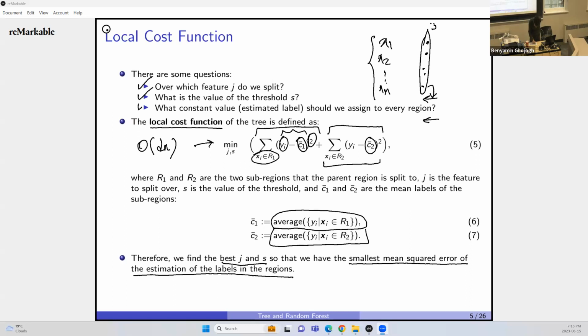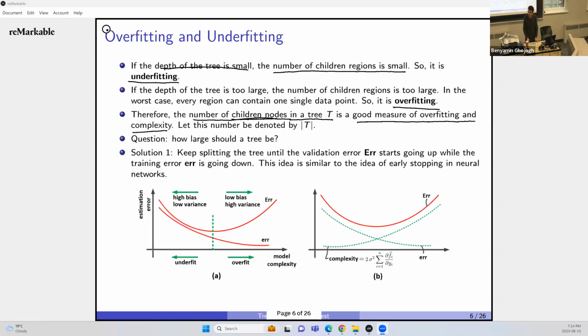And we also answered the third question, which is what constant value we should assign to every region, and that's equations 6 and 7. So questions 1 and 2 are answered by equation 5, and question 3 is answered by equations 6 and 7. Right? Everything is clear? Okay. Yes, 3 is easy, I agree. But we will finish it and we'll go to more interesting parts.